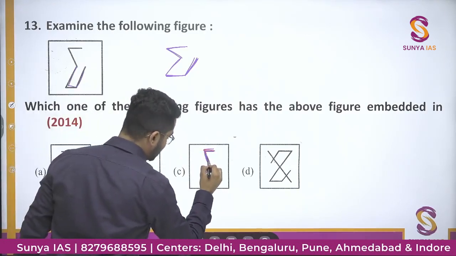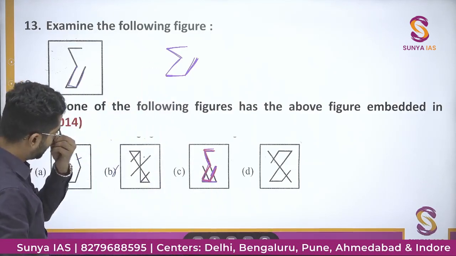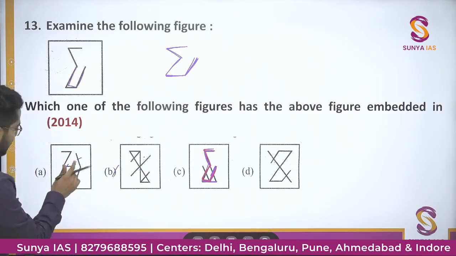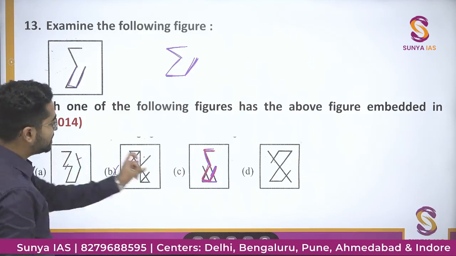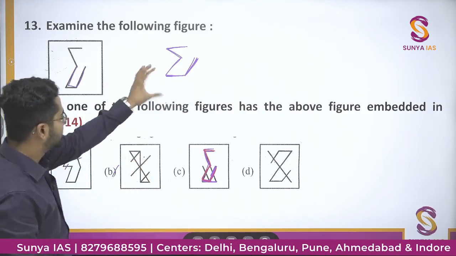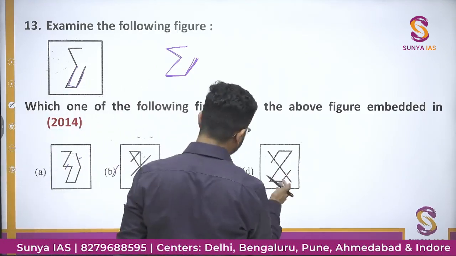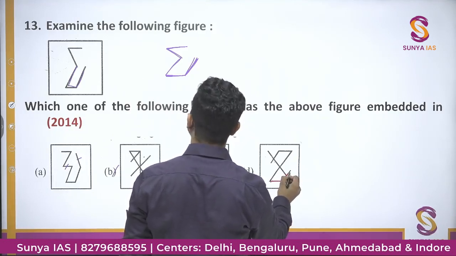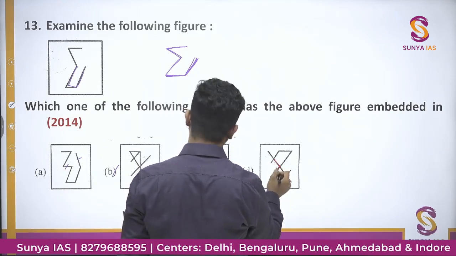What is the embedded figure here? Can see this, this, this, this, and this. Can see this is my embedded figure, right? यहाँ पे कहीं भी ऐसा embedded नहीं मिल रहा है. Extra है भी, but that is not making the, you know, part of this figure. Here it is embedded. So this is option C. And obviously यहाँ पे है और यहाँ पे तो वैसे भी नहीं दिख रहा है. This base, this line is there, this line is also there, then it should be something like that, A.